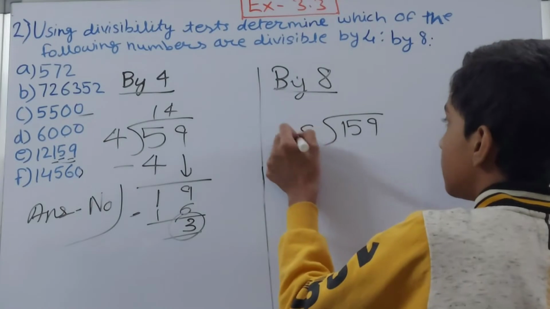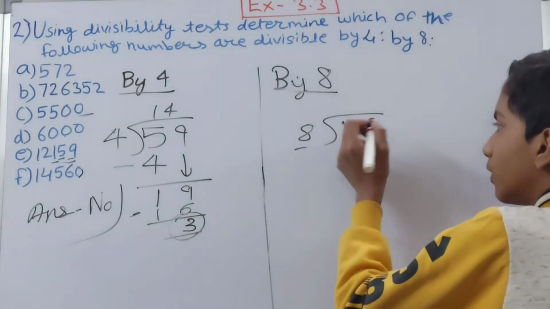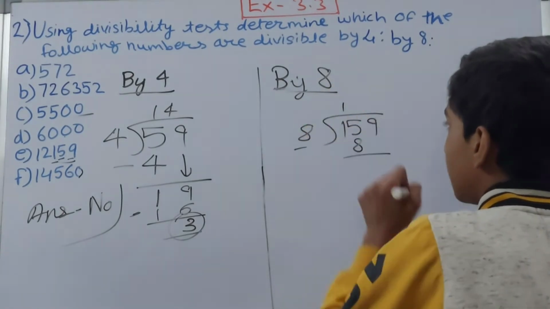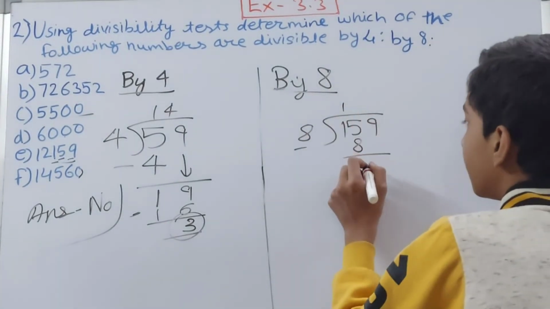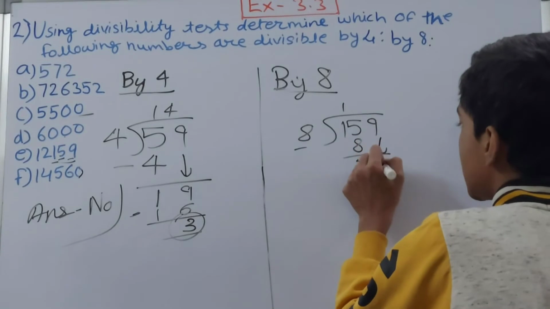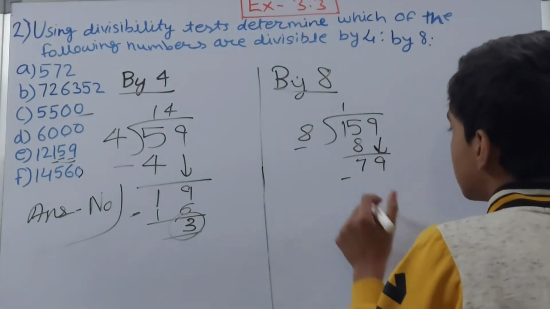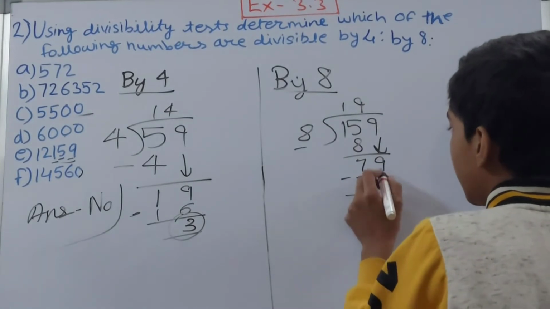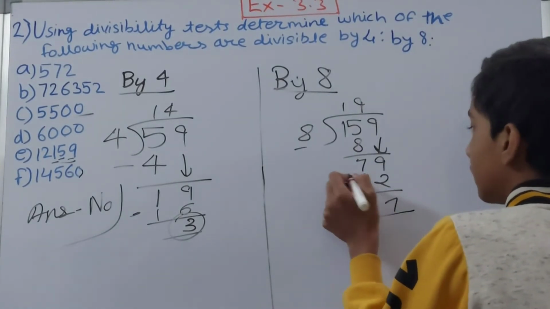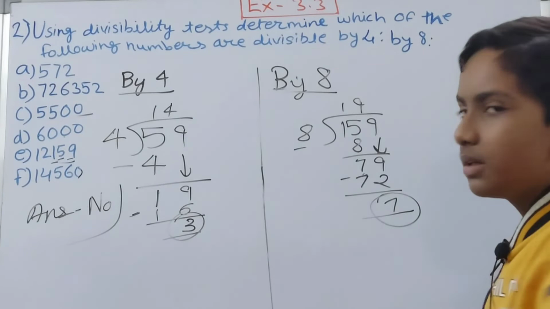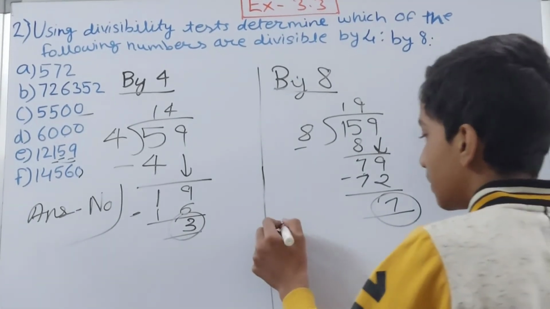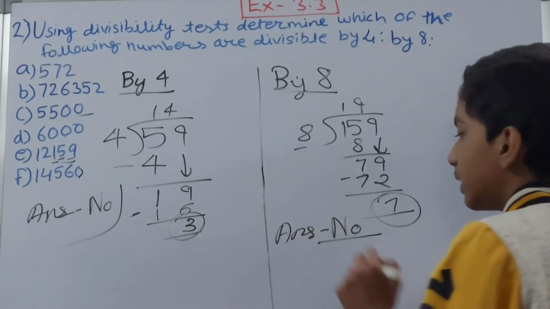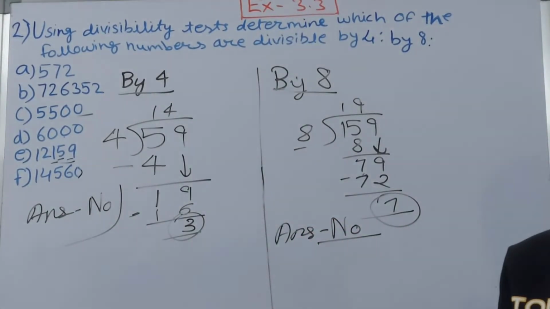Now let us divide this by 8. So 15, you can take away from this 8 1 time, right? And then you will be left with 7. You bring this 9 down, minus 72, 9 times, right? And then you are left with 7. So again you can see we have something in the remainder. That means this number is not divisible by 8 as well, okay?